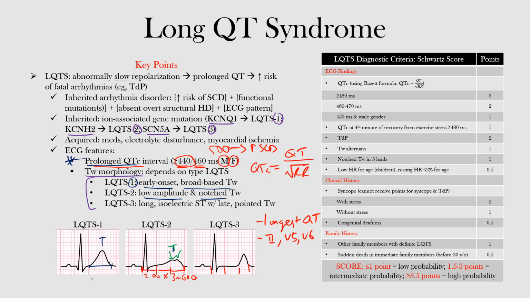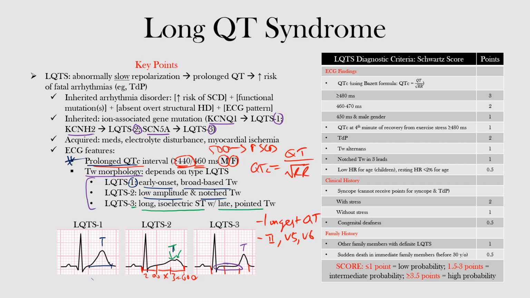Lastly, the third type of long QT syndrome involves gain of function mutations in the SCN5A gene that encodes the rapidly inactivating sodium channels NaV1.5. In this case, we will see a long isoelectric ST segment with a late appearing pointed T wave, okay? So this third type has a long isoelectric ST segment with a late pointed T wave, all right? So notice our ST segment is flat here, okay? And we see this late pointed T wave right there. So that's what we see in long QT syndrome type 3. Those are the 3 types of long QT syndrome and their variations.